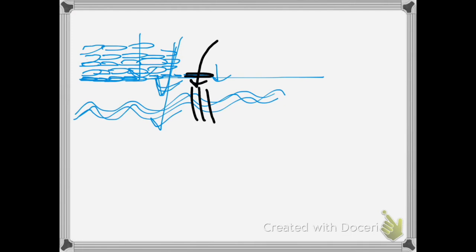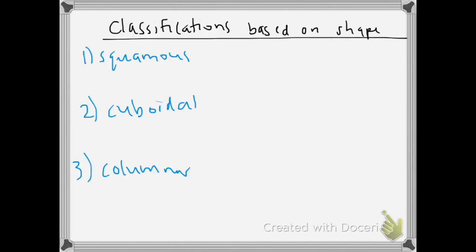Okay, now let's do it based on shape. Okay, so here's our classifications based on shape. So this first one we'll do is squamous. Squamous means flat. The way I like to think of this, I think squamous kind of looks like the word squish. So I think of these as like squished, flattened cells.